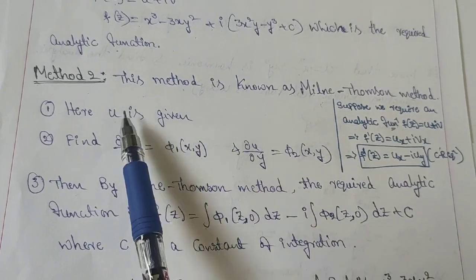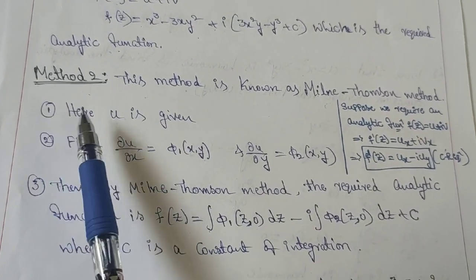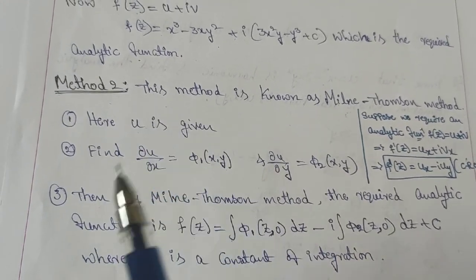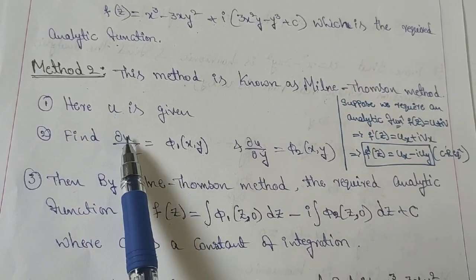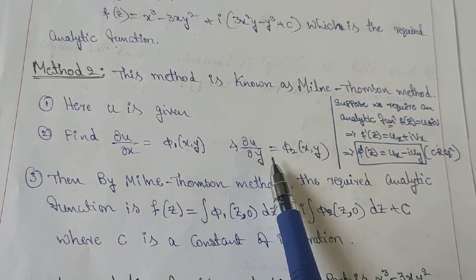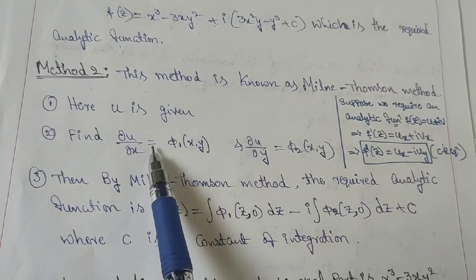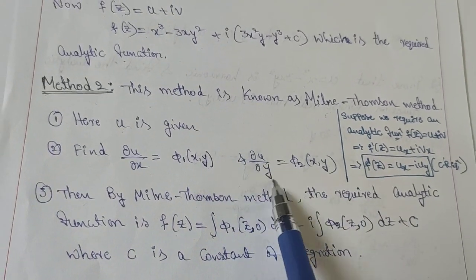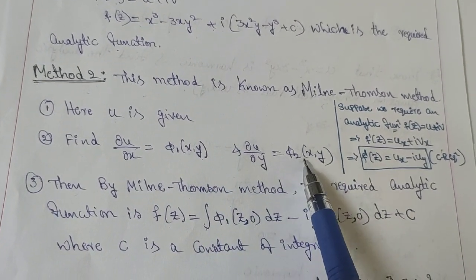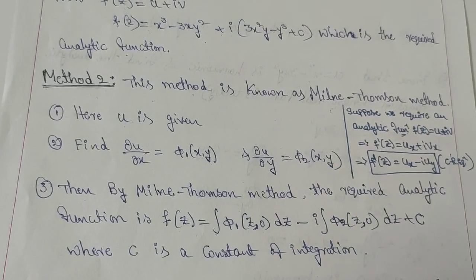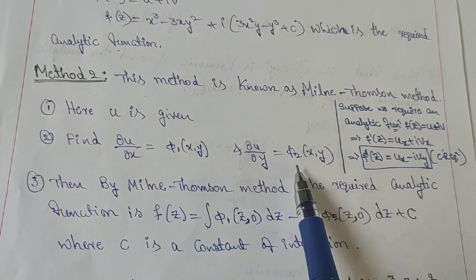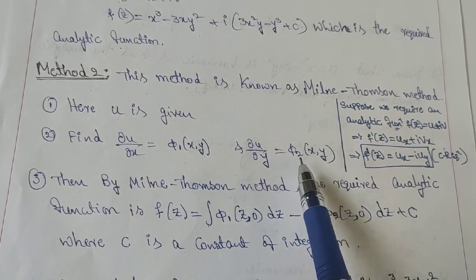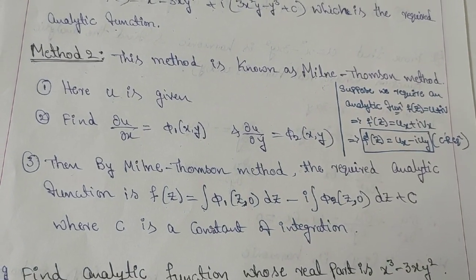Write down this real part in step 1. That is, u we have to write down in step 1. In step 2, we have to differentiate u partially with respect to x and partially with respect to y, and put the value of ∂u/∂x as phi 1 of (x, y), and the value of ∂u/∂y as phi 2 of (x, y). After getting phi 1 and phi 2, we have to substitute these values in the required analytic function.